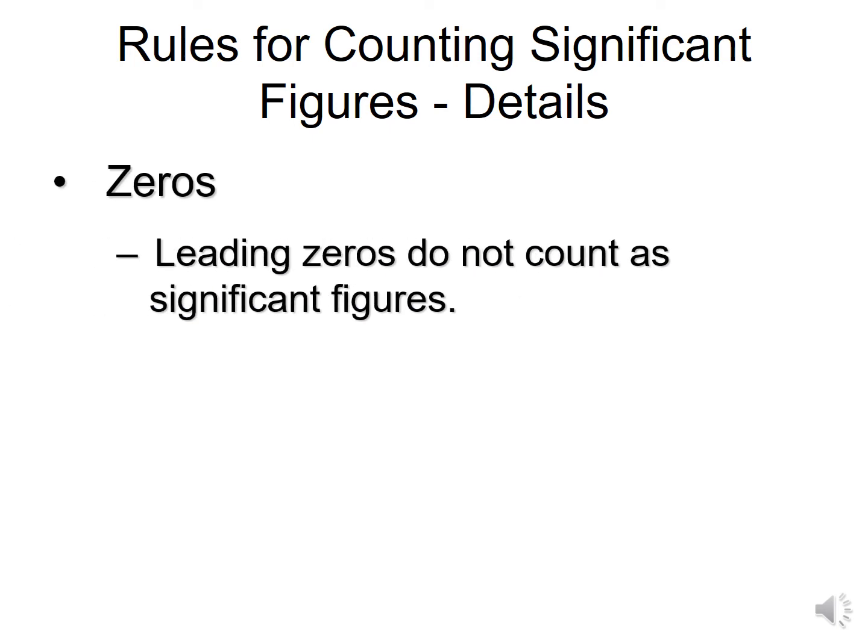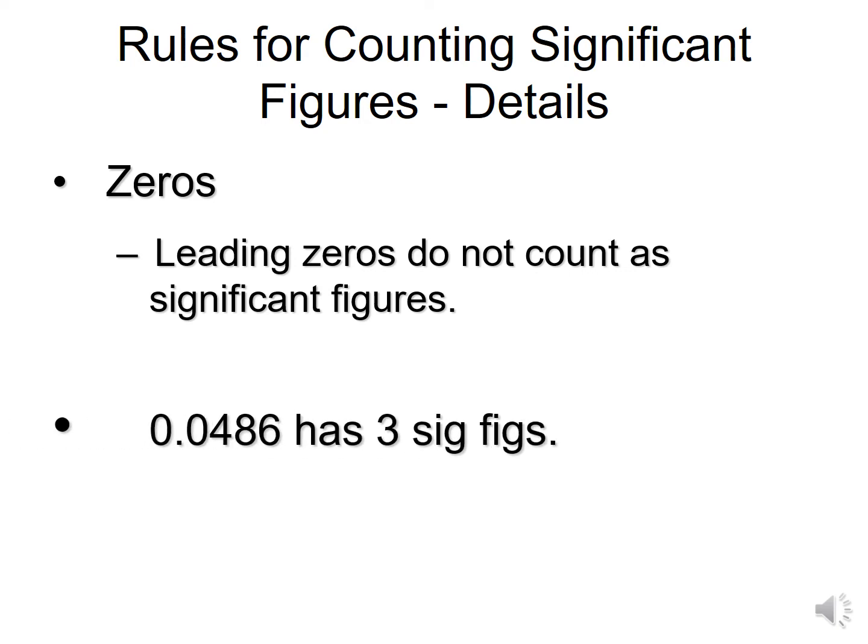Zeros. Leading zeros do not count as significant figures. And what are leading zeros? Leading zeros are zeros that come to the left of the first non-zero integer. So in this case here, these two are leading zeros, and they do not count as significant. So we say that this number here has 3 significant figures.